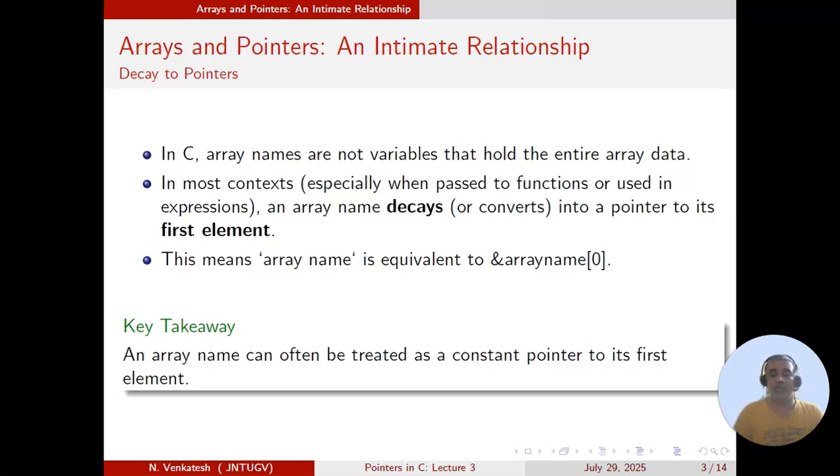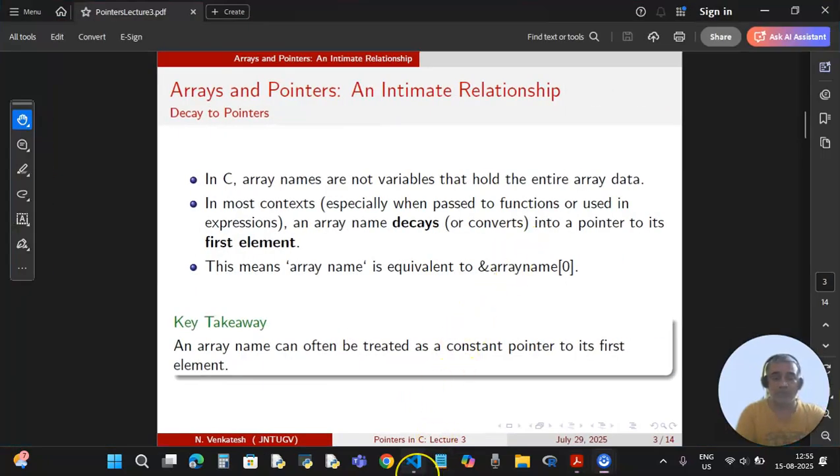How is it possible? It is possible because of two things. First, the array name actually refers to the starting address of the memory that is allocated to that array, and all elements are stored in consecutive memory locations. And we will see that with an example program.